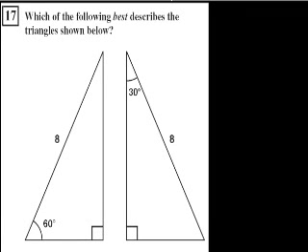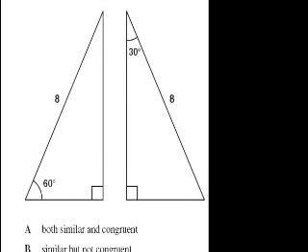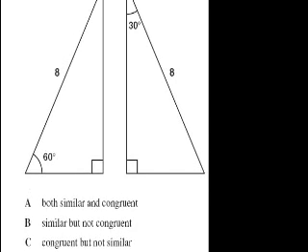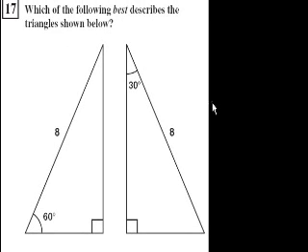All right, we're on problem 17. It says, which of the following best describes the triangles shown below? They want to know, are they similar, are they congruent, etc. Let's think about it a little bit. They tell us that this is a 60-degree angle, this is a 90-degree angle. They do this little square thing there that tells us 90-degree angle.